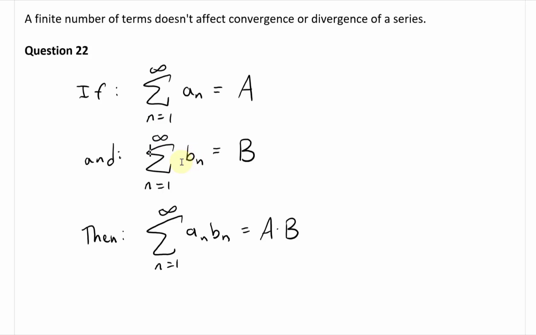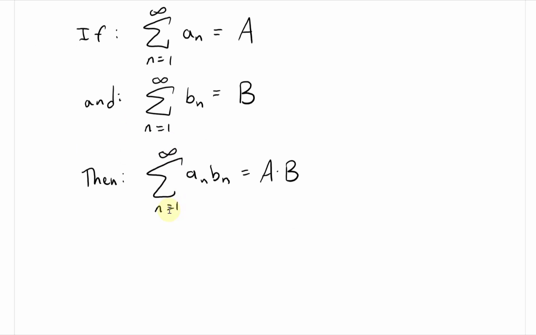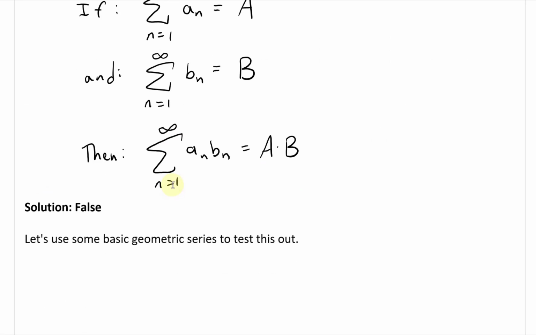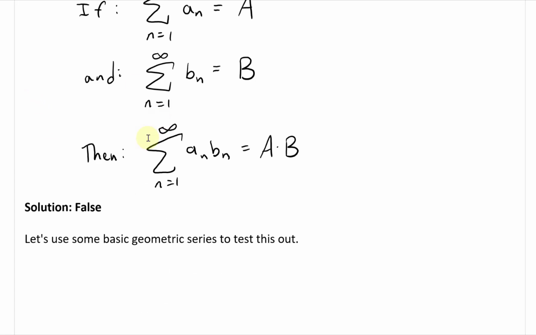And you're given that the series b_n, summation from n equals 0 up to infinity, equals capital B, then the summation from n equals 1 to infinity of a_n times b_n equals capital A times capital B. All right, let's take a look at the solution. And also note this is the last question of the quiz.